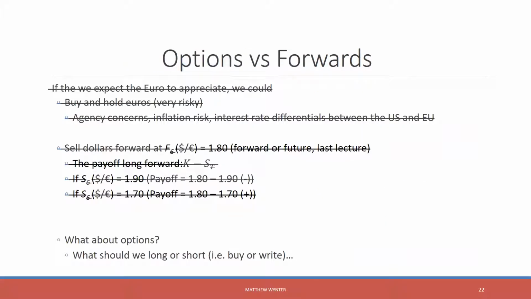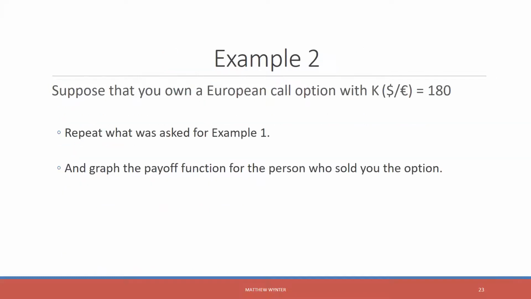Let's take a look. We're going to use options. So what should we do? Should we long an option? Should we short an option? Previously, we looked at what happens if we sell forward. We compared that to what happens if we buy forward. What are we going to do with options?